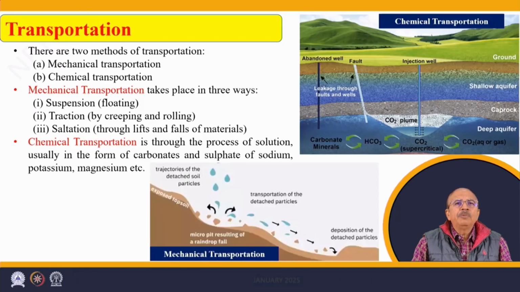Now, after erosion, the second process is the transportation in the geological work of river. Here again there are two different methods of transportation, mechanical transportation and chemical transportation. Mechanical transportation takes place by three different means, that is suspension, which is floating, traction by creeping and rolling, and saltation through lifts and falls of materials. So this is about the mechanical transportation. Now chemical transportation is through the process of solution, usually in the form of carbonates and sulfates of sodium, potassium, magnesium. So in the figure you can see the mechanical erosion and also the chemical erosion.